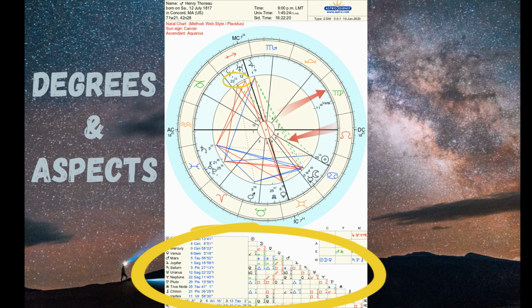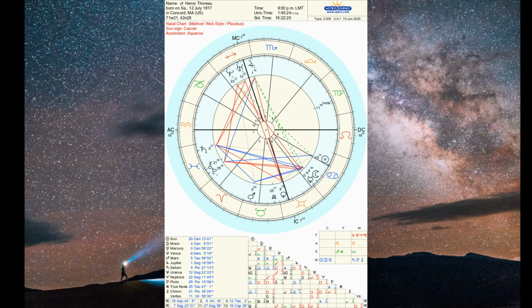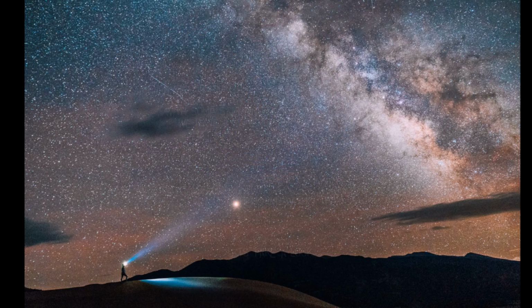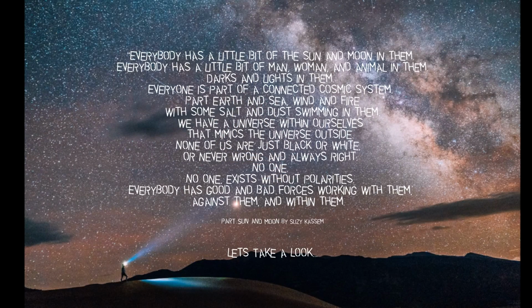Another thing that I wanted to point out briefly when looking at the chart again is it's like layers of an onion. So you have the layers of the signs, and then you have the layers of the houses. So you have that other circle, which is like another layer, and then you have another layer on top of that, which is like the aspects and how those are connected. So all of these things combined create the foundation for your chart.